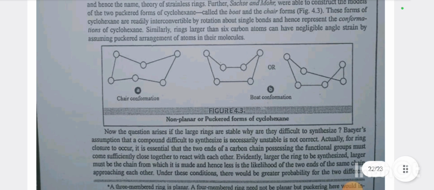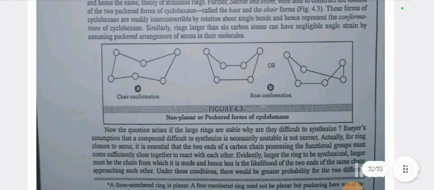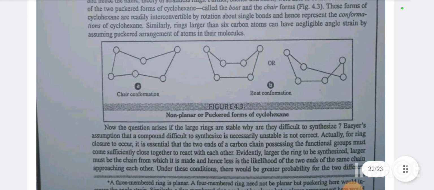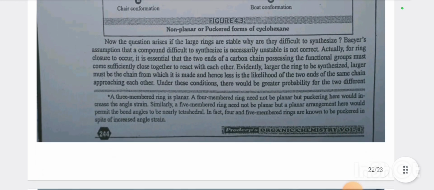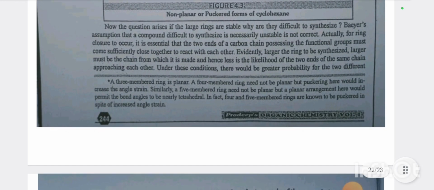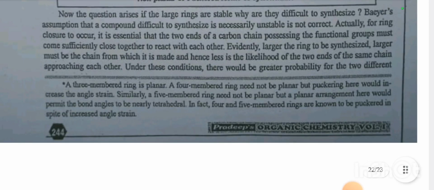Similarly, rings larger than 6 carbon atoms can have negligible angle strain by assuming a puckered arrangement of atoms in their molecules. Now the question arises: if the large rings are stable, why are they difficult to synthesize? Baeyer's assumption that a compound difficult to synthesize is necessarily unstable is not correct. Actually, for ring closure to occur, it is essential that the two ends of a carbon chain possessing the functional group must come sufficiently close together to react with each other.